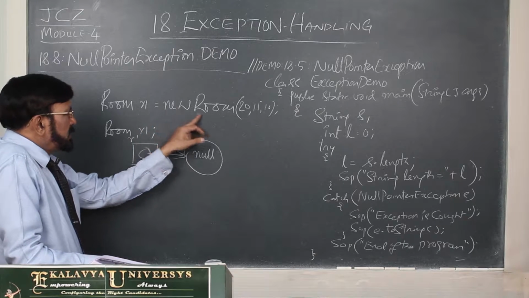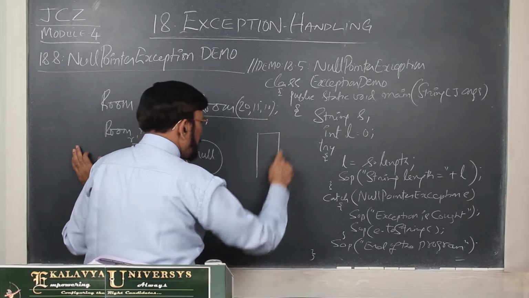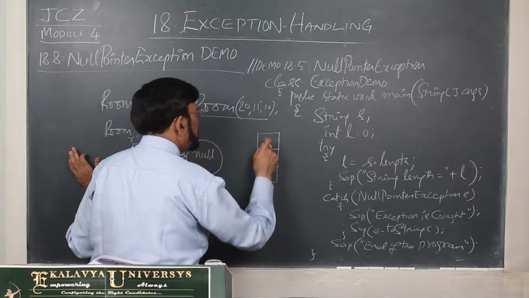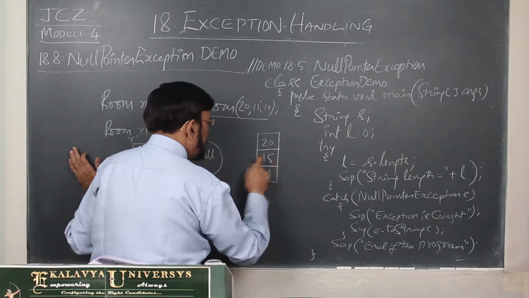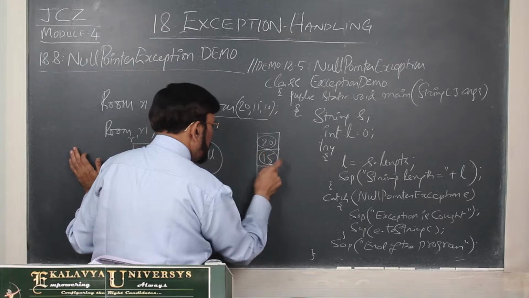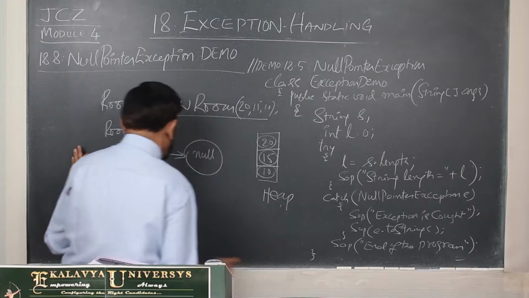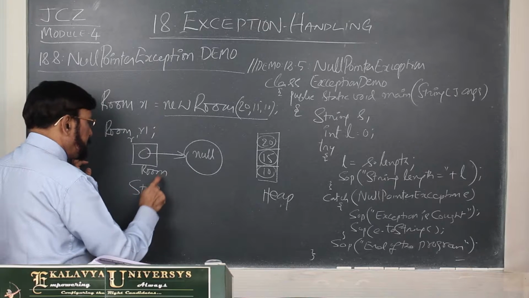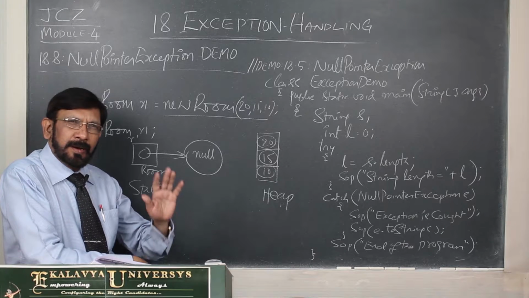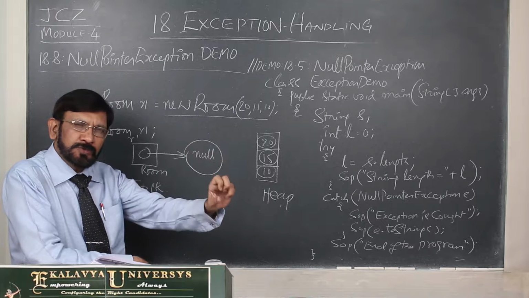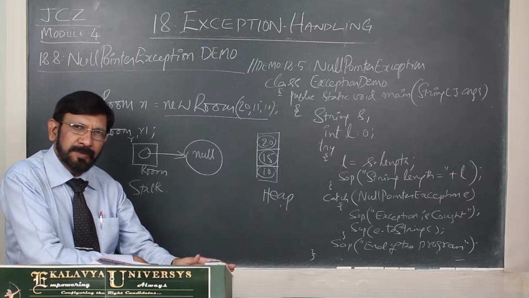Now, as a result of this part of the statement, what will happen? One object is created on the heap, with 15, 10. Where is it created? It is created on heap. This reference is created on stack. How can you identify? Anything created at runtime, at the time of execution, is created on heap. That point you must remember.